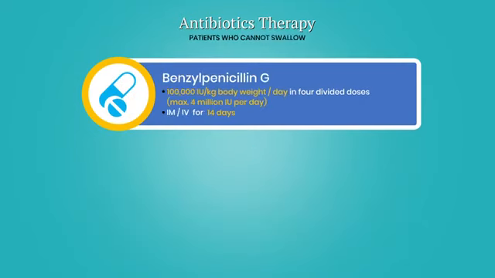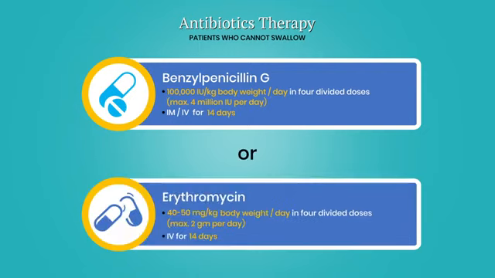Patients who cannot swallow: benzyl penicillin G 1 lakh IU per kg body weight per day in 4 divided doses, maximum 4 million IU per day, intramuscular or intravenous for 14 days, or erythromycin 40 to 50 mg per kg body weight per day in 4 divided doses, maximum 2 gram per day, intravenous for 14 days.